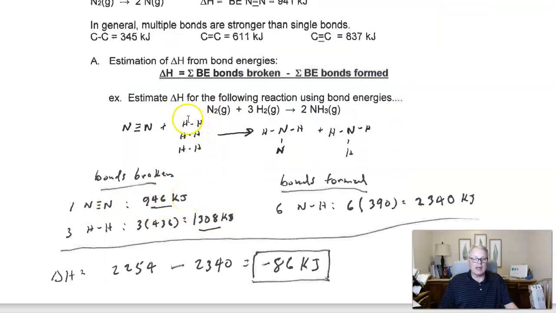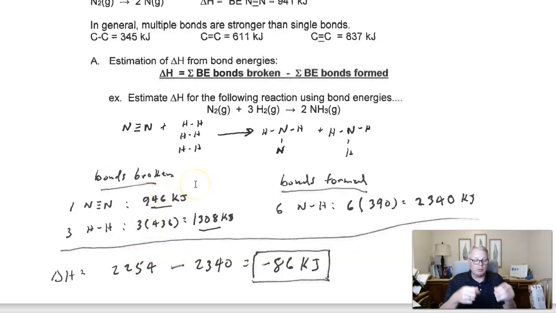I'm also going to have to break these three hydrogen-hydrogen single bonds, because my hydrogens aren't connected to each other anymore when I get over here. So how much energy does it take to break a hydrogen-hydrogen single bond? According to the chart, 436. But I need to break three of them, so I multiply that by three, and that gives me 1308. So the sum of my bonds broken, and remember that sigma, that sum, just means add, is 946 plus 1308, so that's 2254 kilojoules. That's how much energy I have to put in to break the bonds.